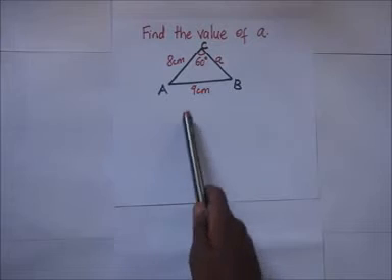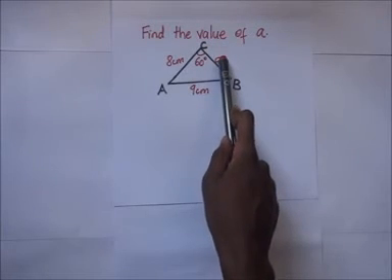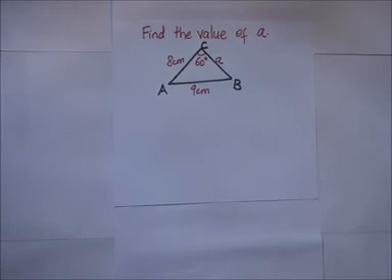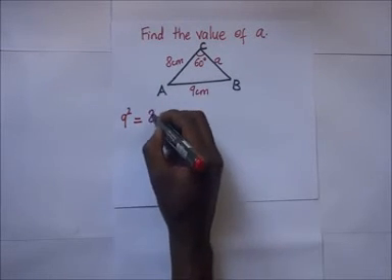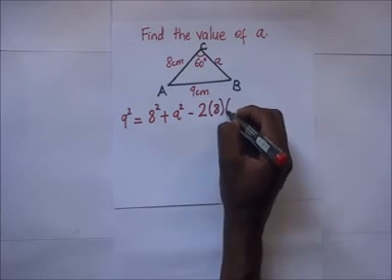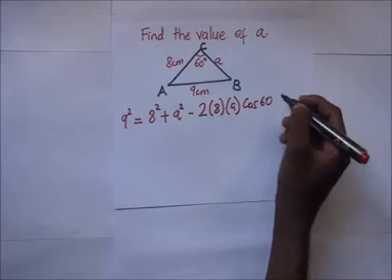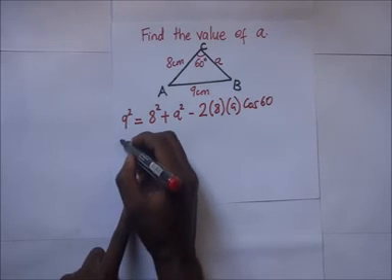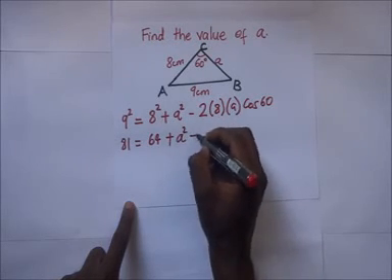So it's going to be 9 squared is equal to 8 squared plus a squared minus 2 times 8 times a times the cosine of the angle that is opposite 9, which is 60. So we begin our write-up. And the rest is just arithmetic. We calculate to find the value of a. So 9 squared here we know is 81, equal to 64 plus a squared minus 2.